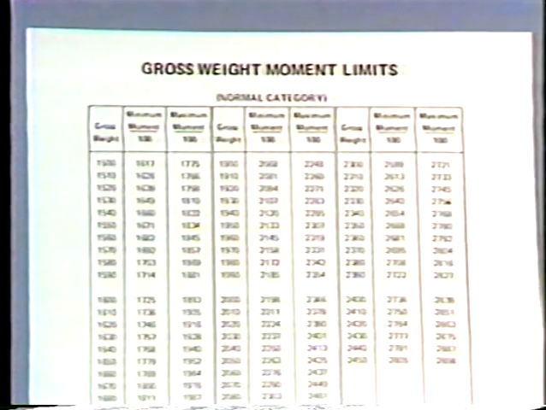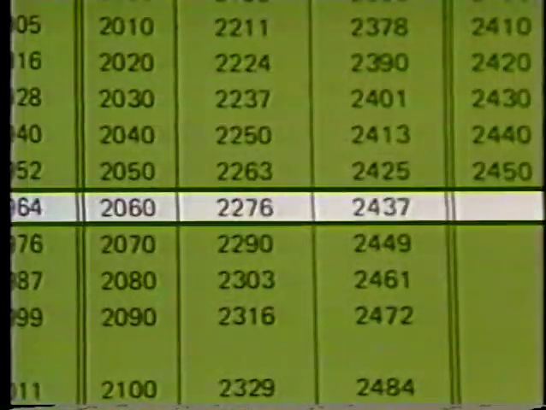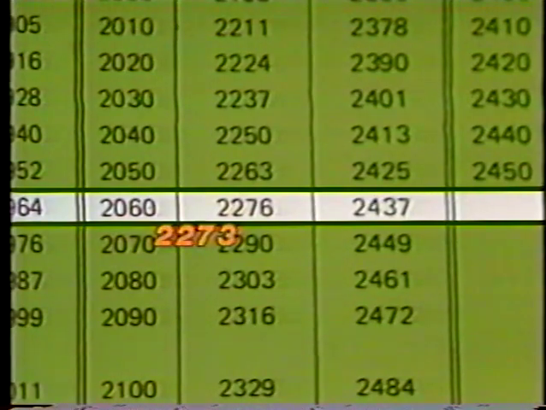The gross weight moment limits chart in the pilot's operating handbook establishes limits for the gross weight of 2,060 pounds to be the following: forward moment, 2,276, aft moment, 2,437. Our calculation should fall somewhere between these two numbers to be within limits. Our number, 2,273, is less than the forward 2,276, indicating that we've loaded this airplane so the center of gravity is forward of the limits. This is not a safe way to fly, so some adjustment of weight distribution will be necessary.